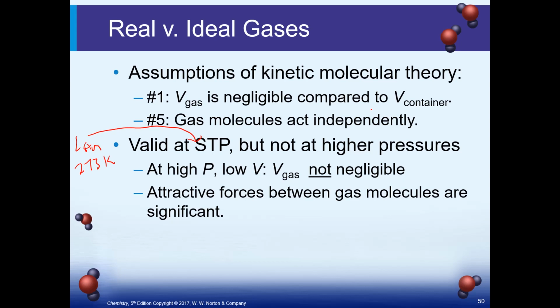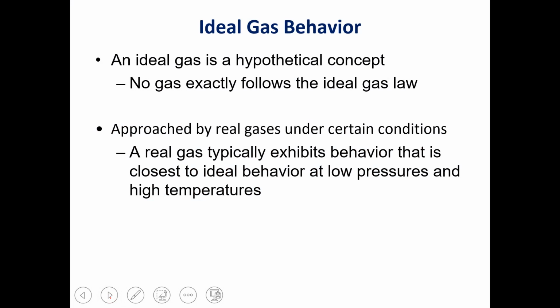There is actually an add-on to the ideal gas law that corrects for real conditions. I don't expect you to do the math with that at this point, but just be aware that the calculations with ideal gases don't always come out to exactly what happens with real gases. So an ideal gas is really more of a hypothetical concept. No gas actually follows the gas law exactly. But under conditions such as low pressure and high temperature, a real gas will get fairly close to ideal behavior.